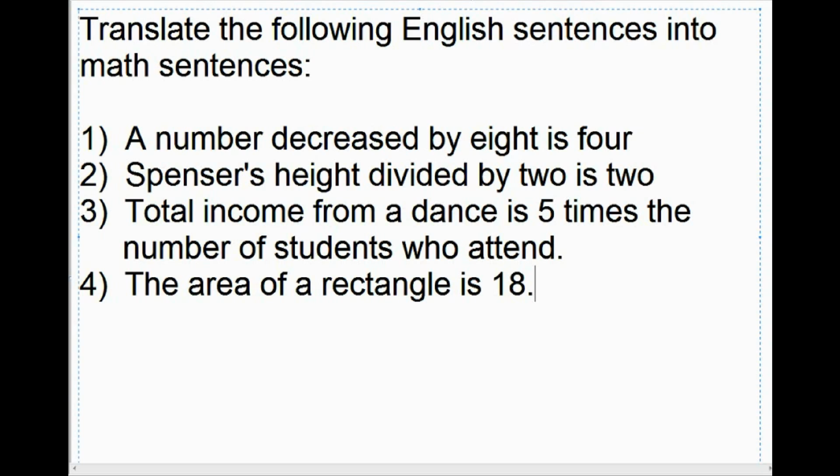For question number 3, we have total income from a dance is 5 times the number of students who attend, so each ticket costs $5. And finally, the area of a rectangle is 18. For the last one, what you're going to have to do is remember, how do you calculate the area of a rectangle? And I might suggest you write that as an English sentence first, and then try to translate that into a math sentence using variables for the pieces of information that can vary. If you're able to translate those English sentences into math sentences using algebra, congratulations, you now have a firm understanding of an introduction to algebra.